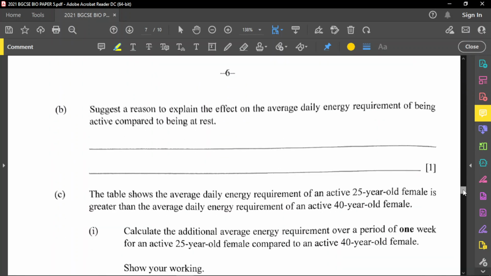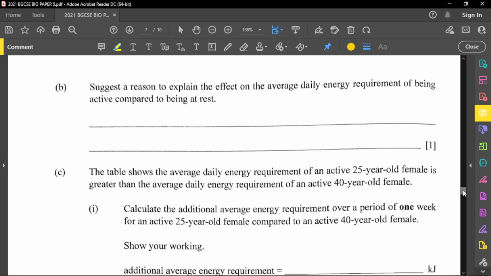Next thing right now is part B. It says suggest a reason to explain the effect of the average daily energy requirement of being active compared to being at rest. So what is making a difference here?